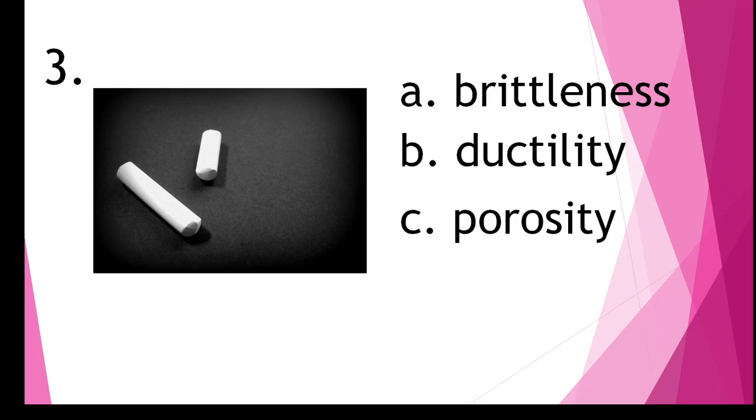Number three, we have chalk. What is the property of chalk? A. Brittleness. B. Ductility. C. Porosity.